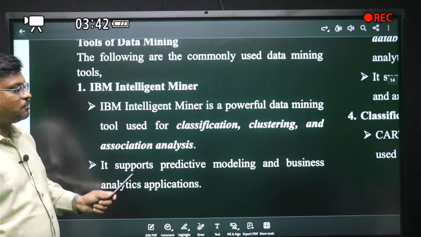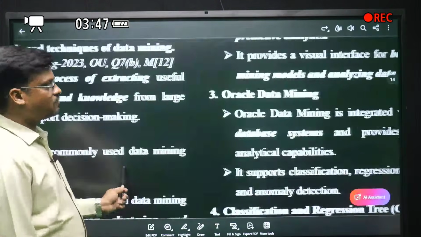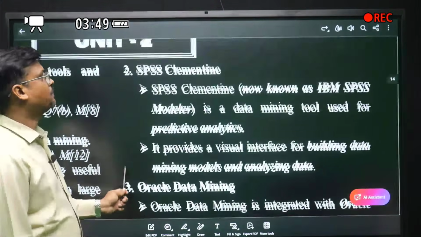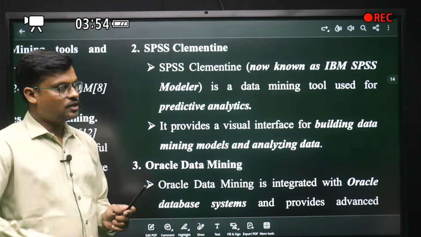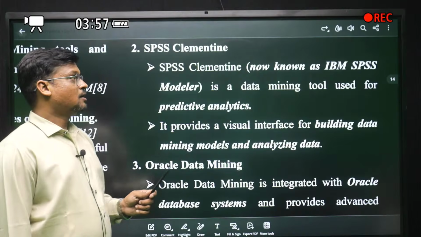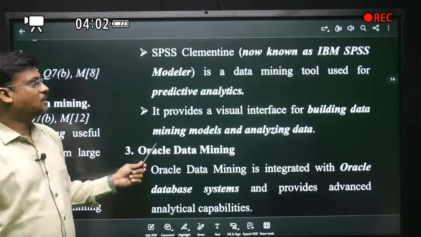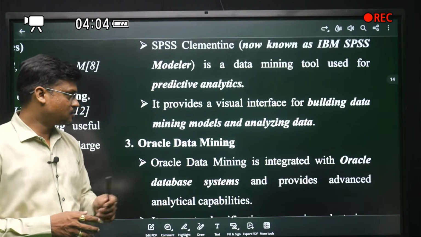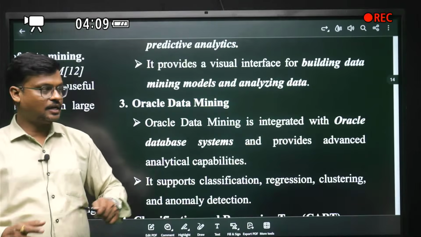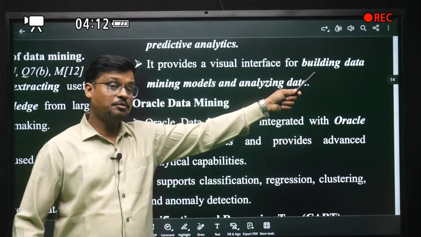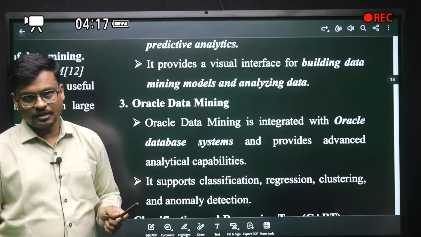It supports predictive modeling and business analytical applications. Obviously, what we are using data mining for is predictive analysis only. Then SPSS also provides a particular tool, Clementine, now also known as IBM SPSS Modeler, a data mining tool used for predictive analytics. It provides a visual interface for building data mining models and analyzing the data. It gives you the interface so that you can build your own data mining models, and also apply the analysis.